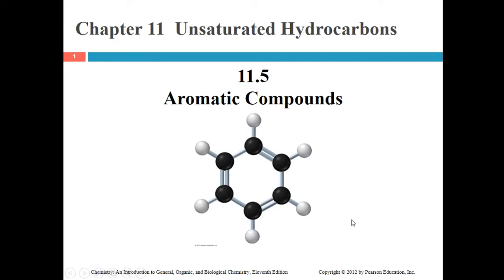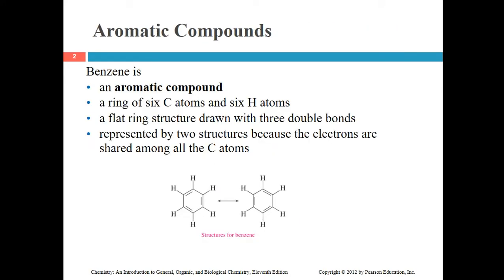11.5 Aromatic Compounds. Learn a little bit more about the benzene ring. Now, we did talk about benzene a little bit earlier in the chapter. It is classified as an aromatic compound. It has a ring of 6 carbon atoms and 6 hydrogens. It appears that it might be alternating double, single, double bonds. If something has 6 carbon atoms and 6 hydrogen atoms, you might think it was that, but you could draw another structure that would be equal to this.